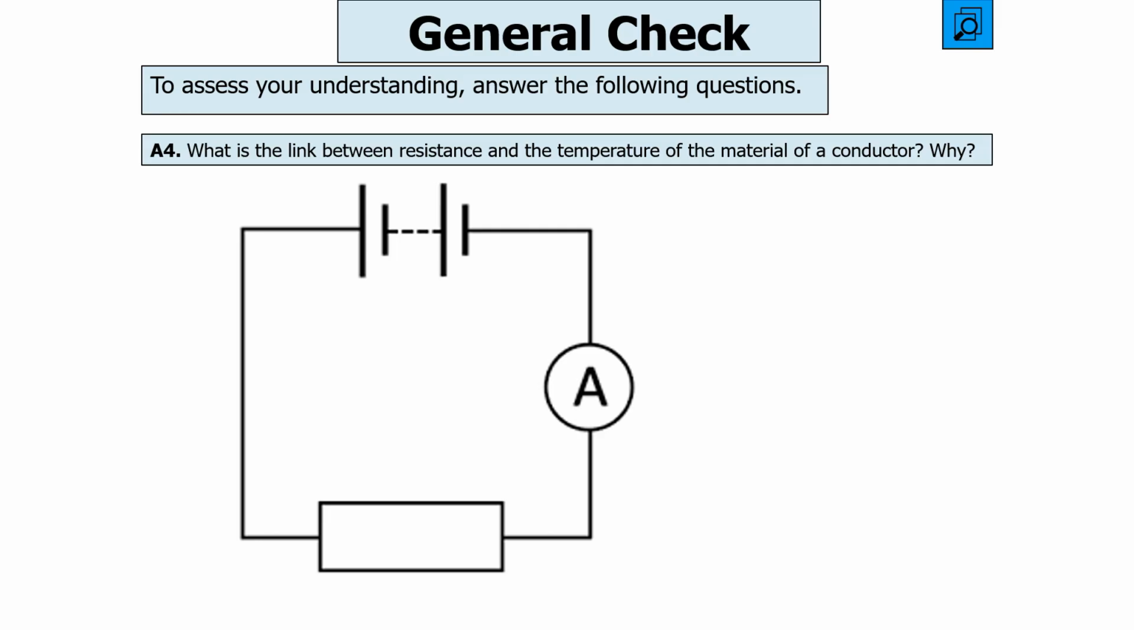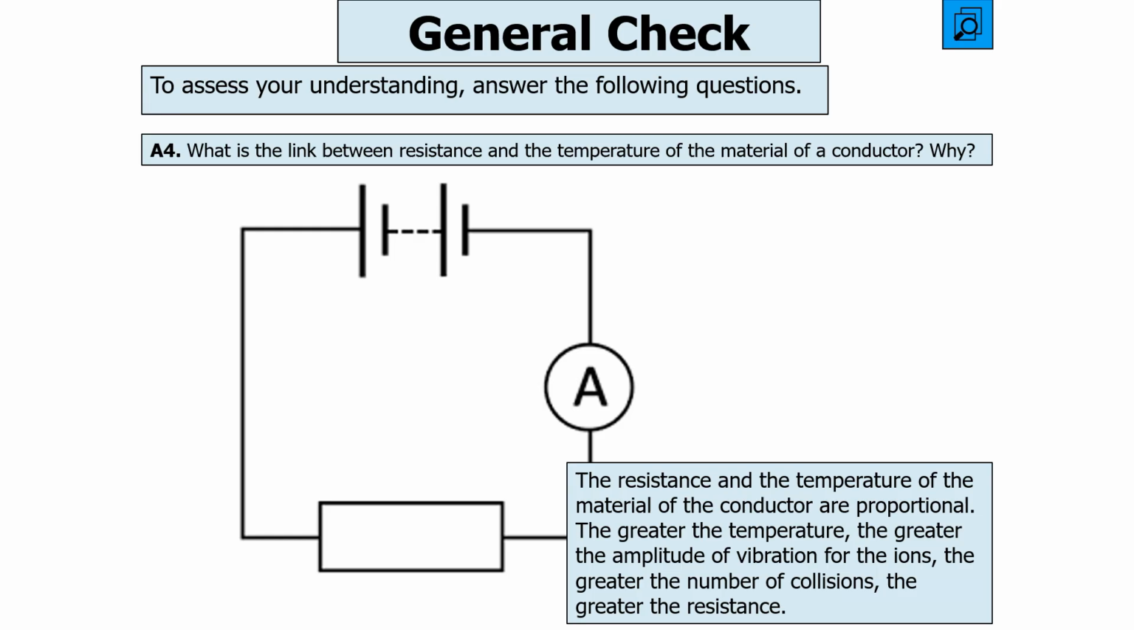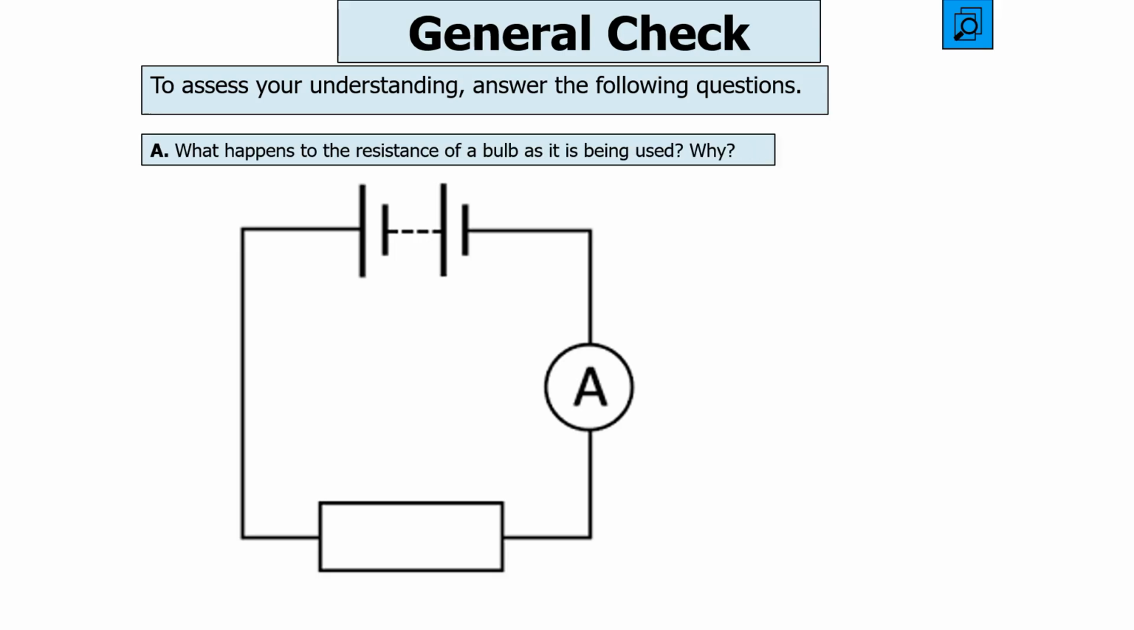The next question says, what is the link between resistance and the temperature of the material of a conductor and why? So pause the video now, then unpause the video when you want to go through your answer. Well, the resistance and the temperature of the material of the conductor are proportional. The greater the temperature, the greater the amplitude of vibration for the ions, the greater the number of collisions, so the greater the resistance.